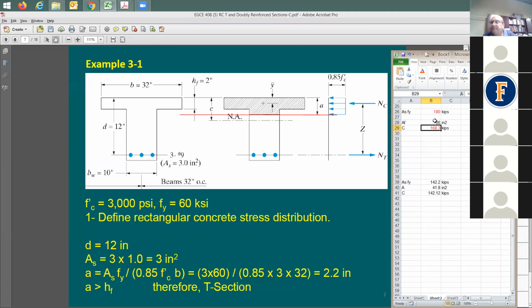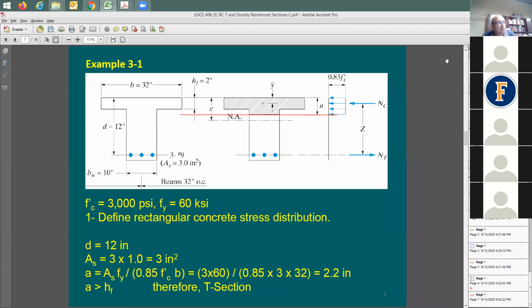Yes? I think that the T section that added to this system actually decreases the compression force, and yeah, I think that's going to be because of that T section.